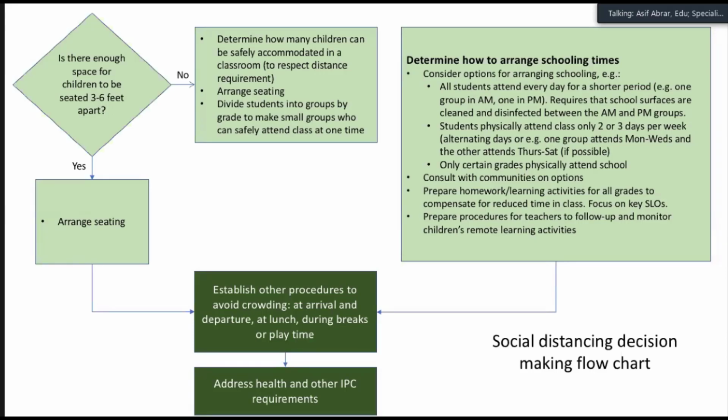Okay, so this is a flow chart that reflects the different challenges, considerations, and interconnected solutions, to help determine what needs to be done in terms of the arrangements required at the school level. On the right top corner, as you see, there are options for determining the different considerations: for example, all students attend every day for a shorter period, such as a morning, afternoon, or evening session. These are the things that can be thought of.